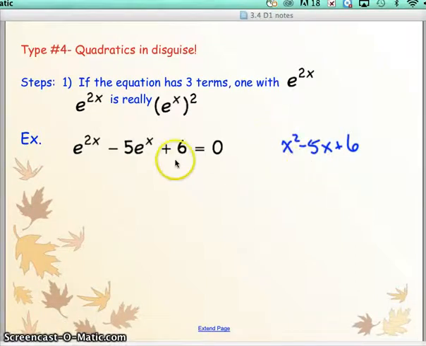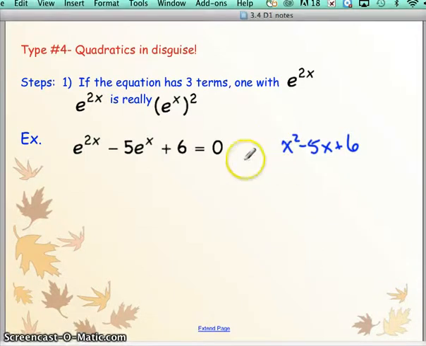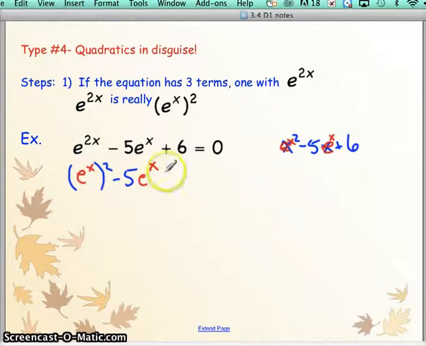So what I was saying was these two problems are similar. It's just that the x is, in this problem, really like an e to the x. And this is like an e to the x. And we have e to the x squared minus 5e to the x plus 6. And this is going to factor just like a quadratic would factor.